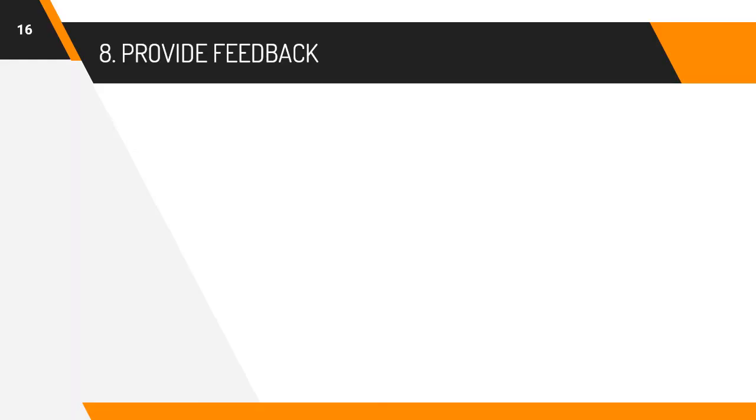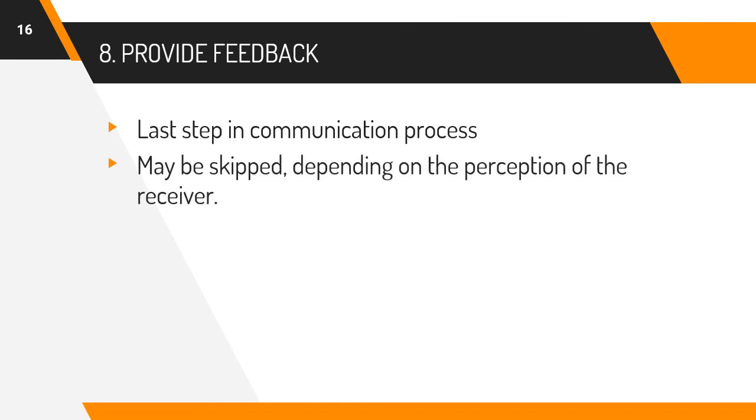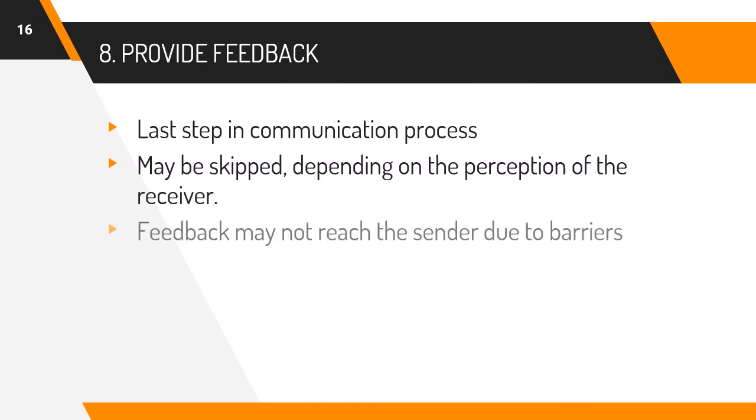The last step in the communication process is for the receiver to provide feedback to the sender. Depending on the perception of the receiver, however, this important step may not be made. Even if feedback is relayed, it may not reach the original sender of the message, and this may be attributed to the effects of any of the communication barriers.